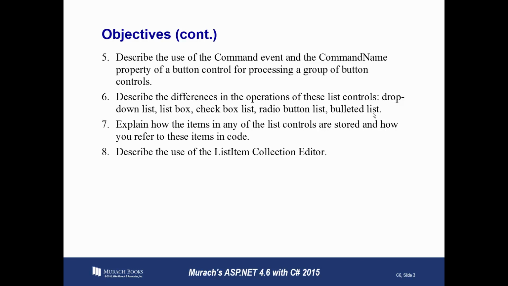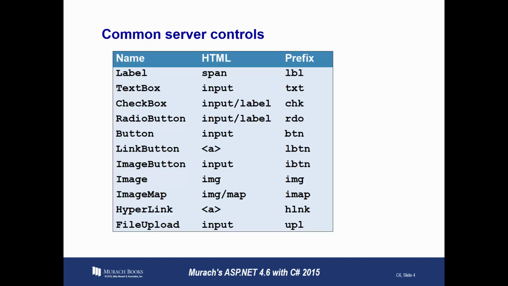Describe the differences between drop-down lists, list boxes, checkbox lists, radio button lists, and bulleted lists. Explain how the items in any of the list controls are stored and how you refer to said items in code. And finally, describe the use of the list item collection editor. So some of the common controls that you would use most often are shown right here.